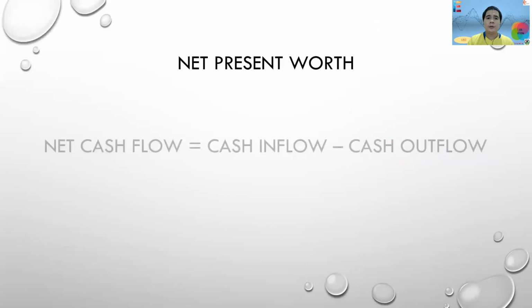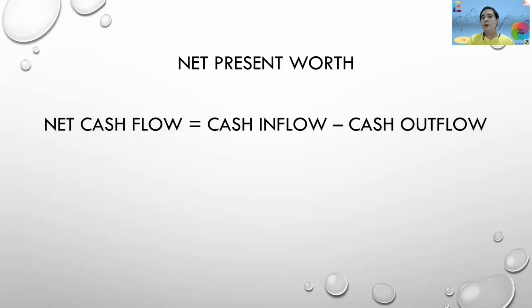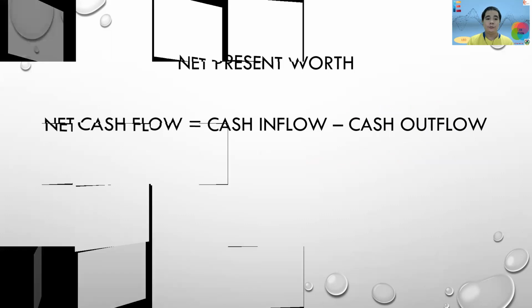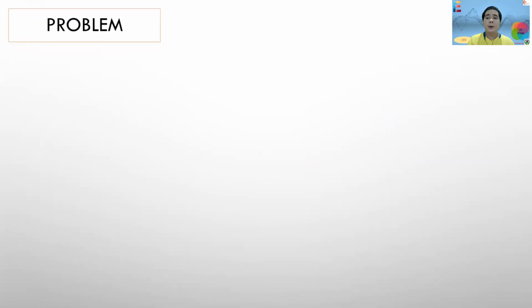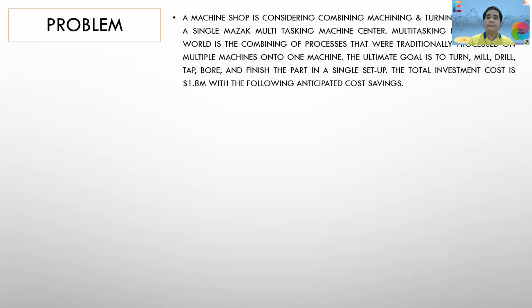So here is our problem after this one. The net present worth, that is the net cash flow, equals the cash inflow minus the cash outflow. Problem number one.